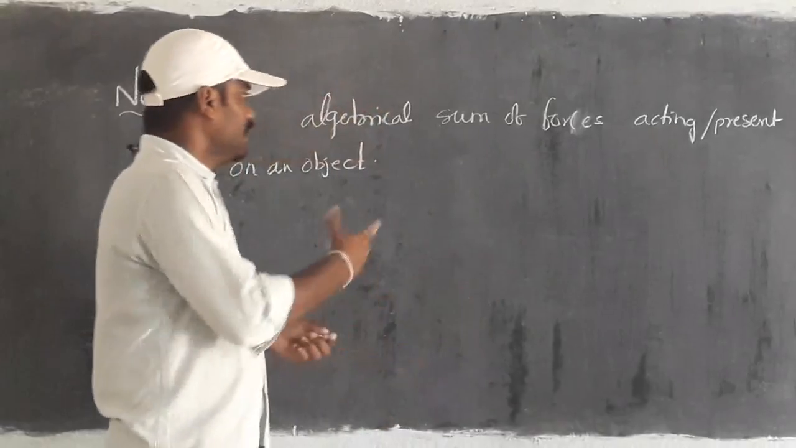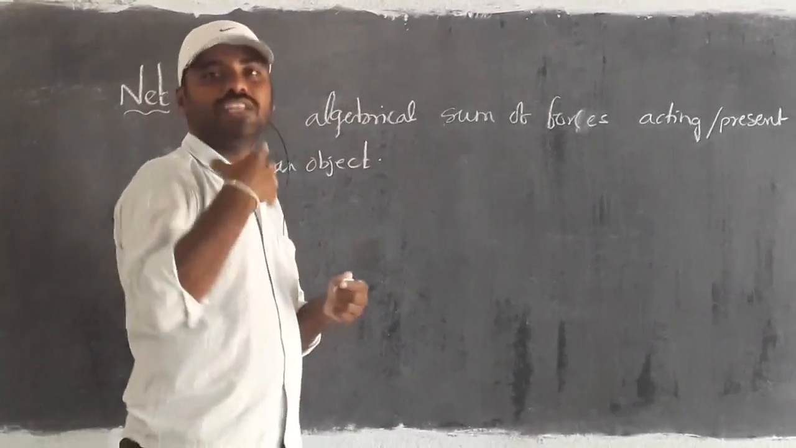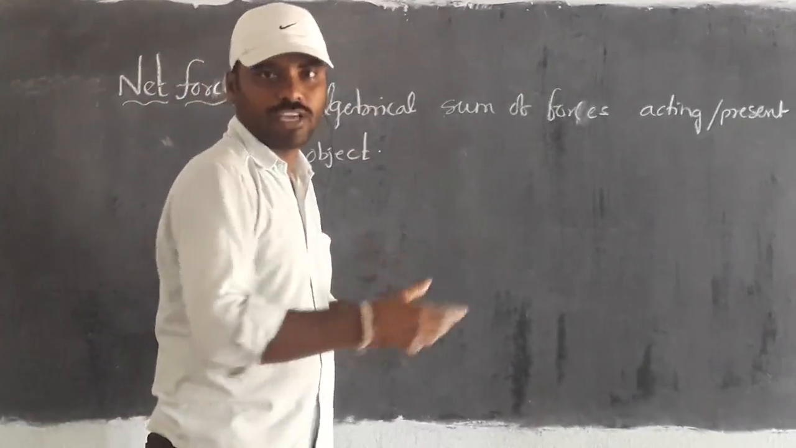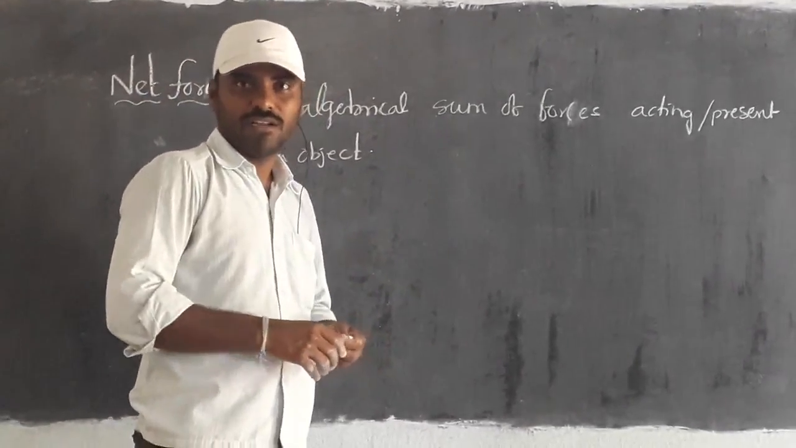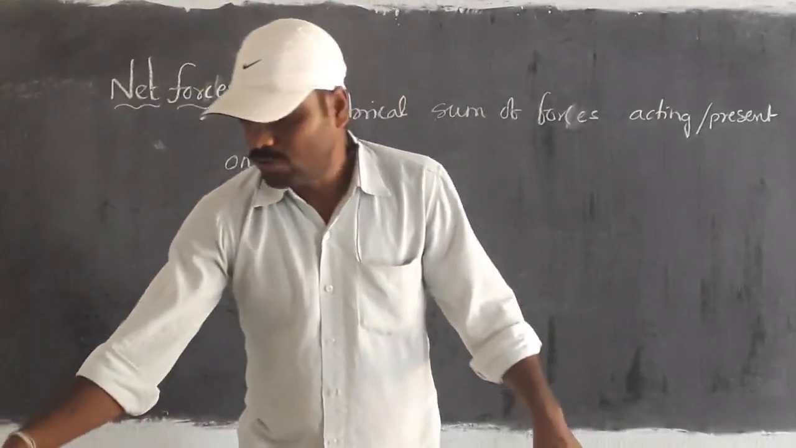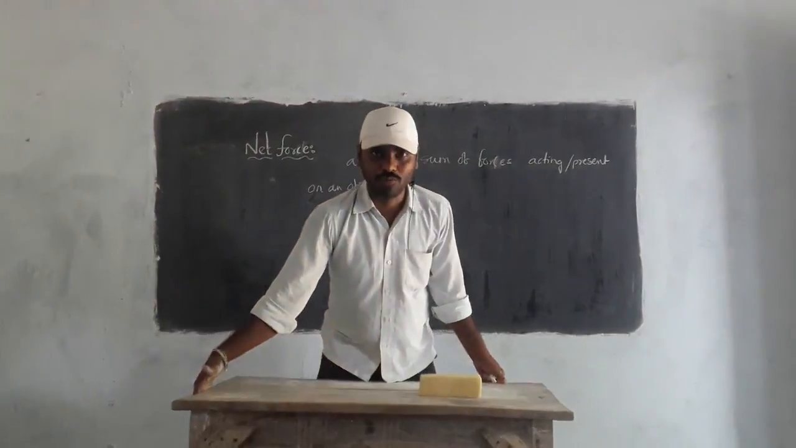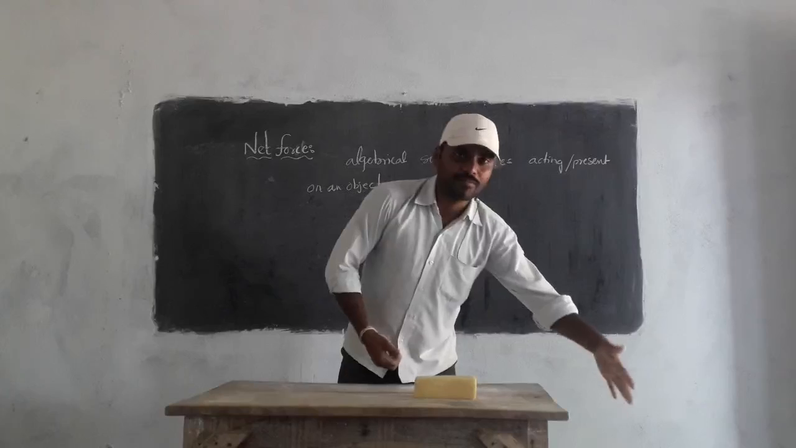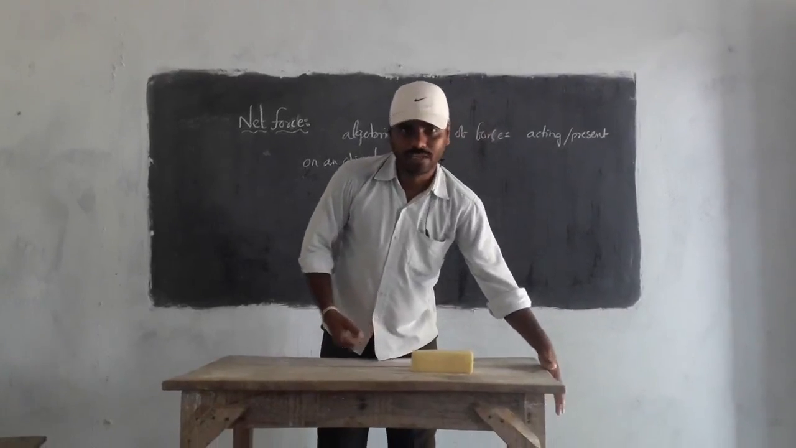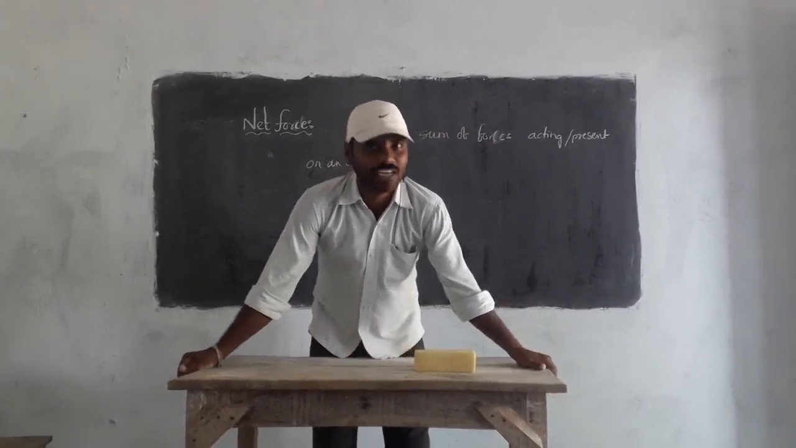Then, to know about net force and how it is calculated, we have to take one more example. Are you ready? For that, take this same table and push it from one end. Then it can move. Then push it from the left side, it will move. Right? If you push from both sides with the same amount of force, it never moves.